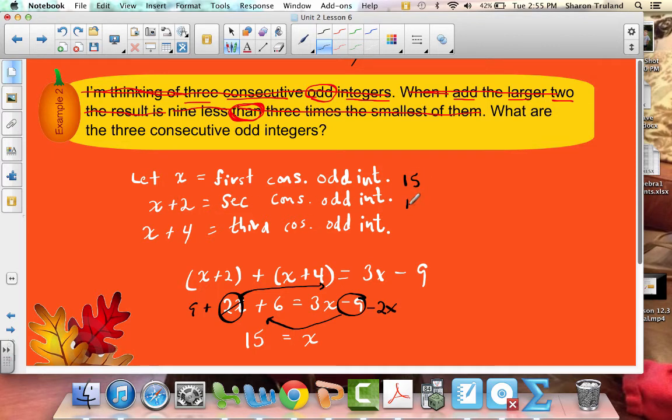15 plus 2 says my next one is 17. 15 plus 4 says my next one is 19. So that's what I think my numbers are. Let's do a check.